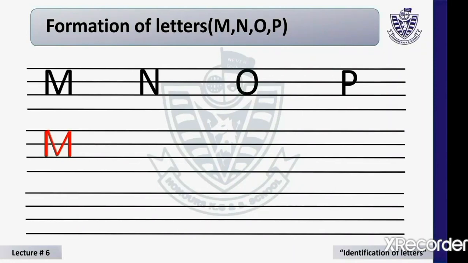The next letter is N. Make a straight line and stop it on third line. Put your pencil on first line and make a slanting line and stop it on third line. Again put your pencil on third line and make a straight line.